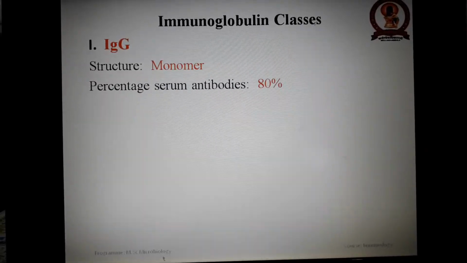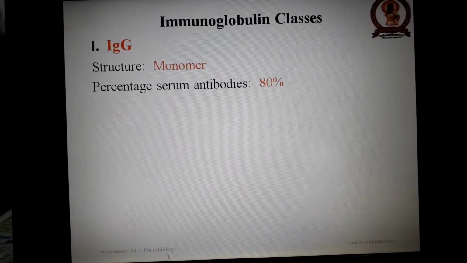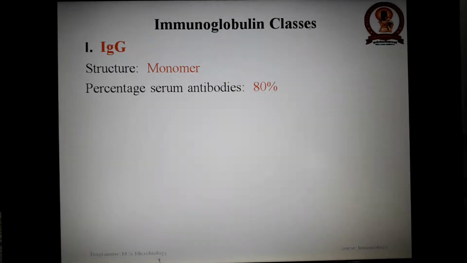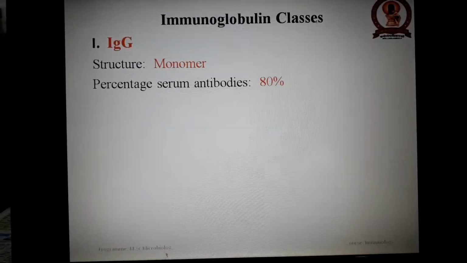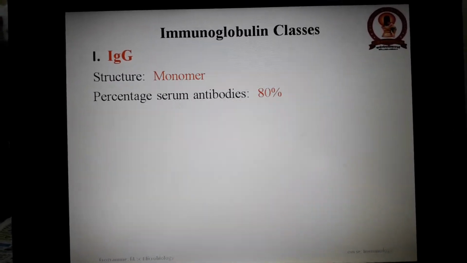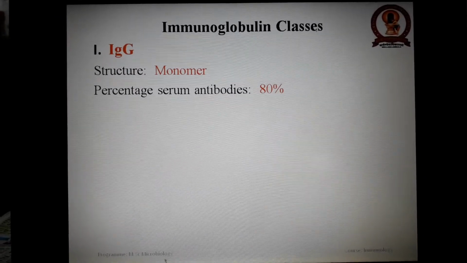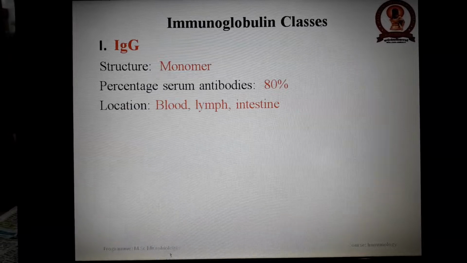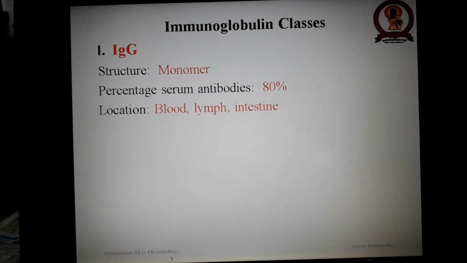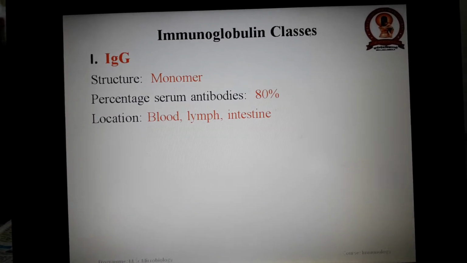Now the second thing is that this is the antibody which is present in maximum amount in our serum. So the percentage of serum antibodies, meaning the concentration of this particular antibody, IgG, in the serum is 80%. So it is the maximum amount of antibody which is present in our serum.